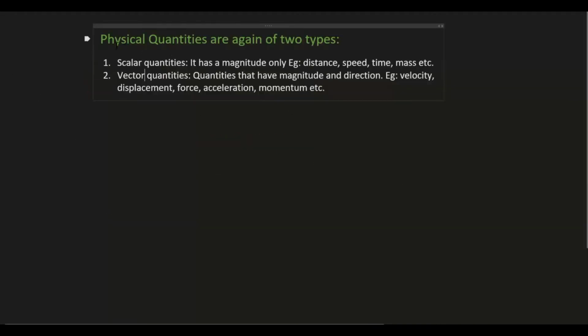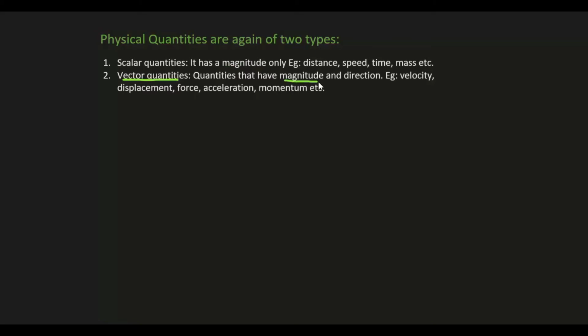So basically we learned that physical quantities were of two types, right? Base quantities and derived quantities. Well, they are again of two types. One is scalar quantities and the other is vector quantities. So basically scalar quantities are quantities that have a magnitude, and vector quantities are quantities that have a magnitude plus a direction. So what do I mean by that? Well, first I recommend you to write everything on the screen and then I can get started.